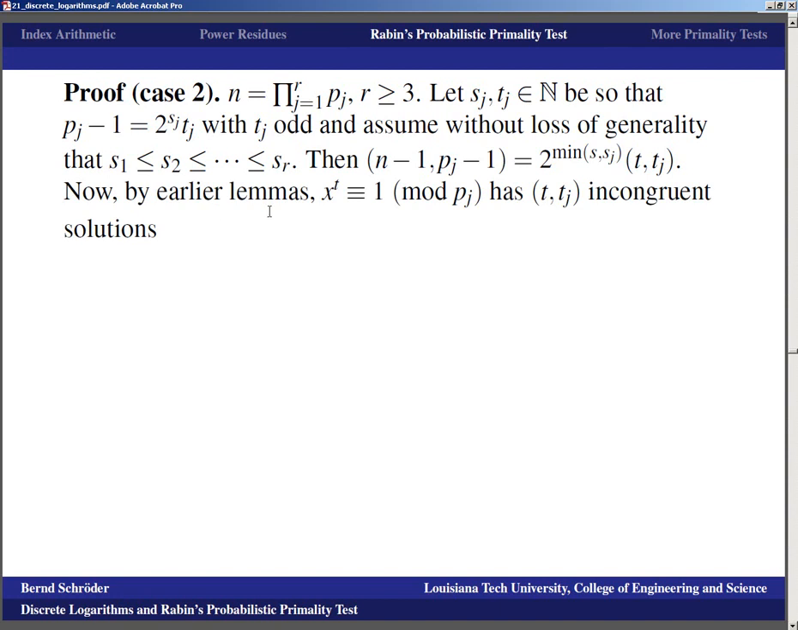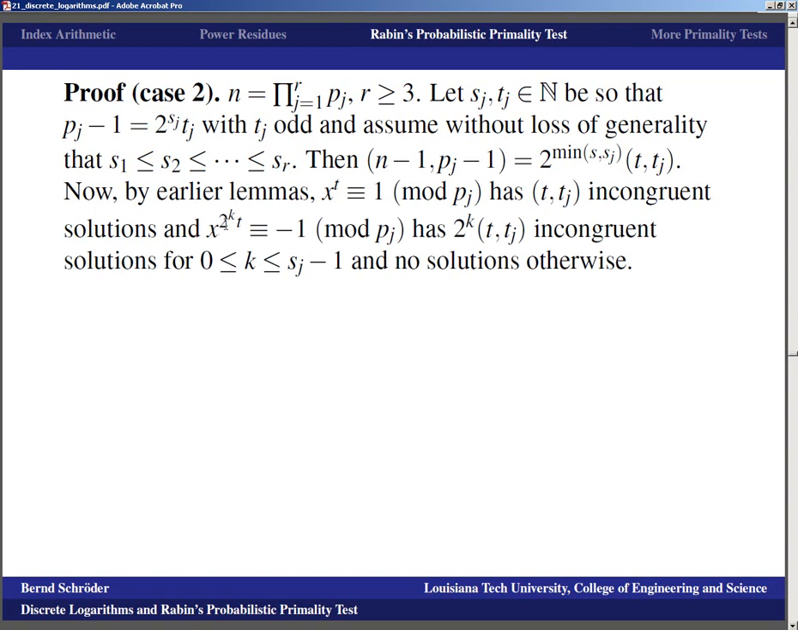And by earlier lemmas, namely the lemmas that we just did as we switched to the section for Rabin's test, we have that x to the T equivalent to 1 modulo Pj has greatest common divisor of T and Tj incongruent solutions. And x to the 2 to the k times T equivalent to negative 1 modulo Pj has 2 to the k times greatest common divisor of T and Tj incongruent solutions as long as k is less than or equal to Sj minus 1, and no solutions otherwise. Okay, so that was the two lemmas summarized. So we have to dig a little bit deeper, right?